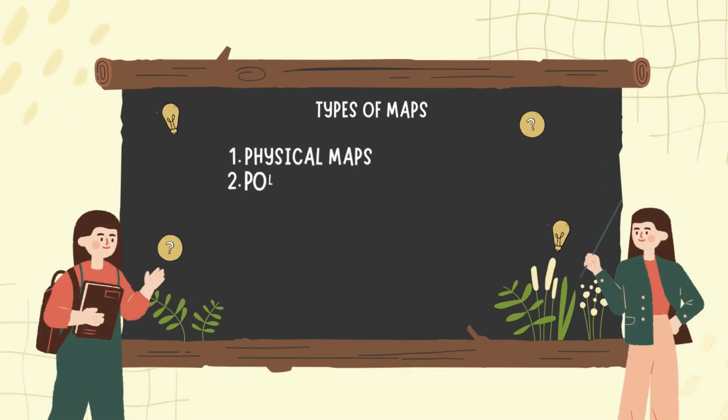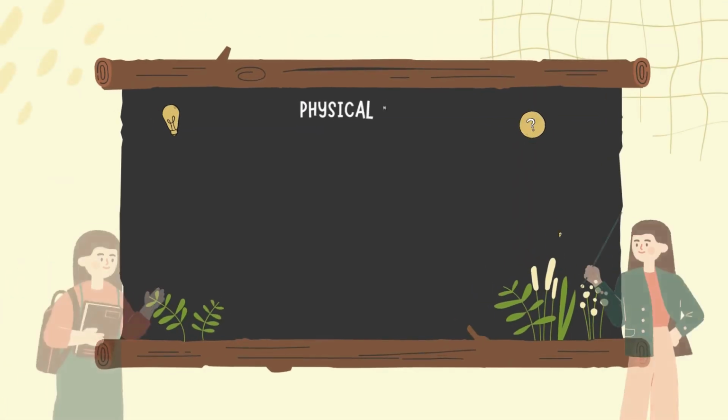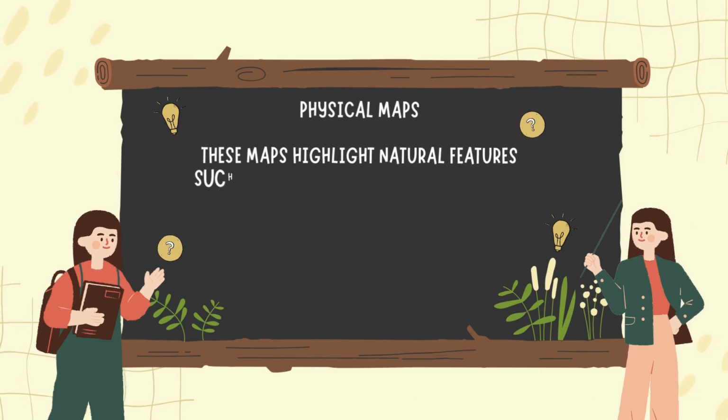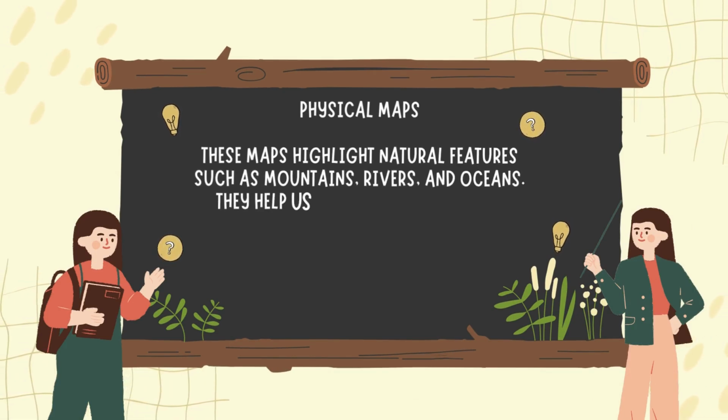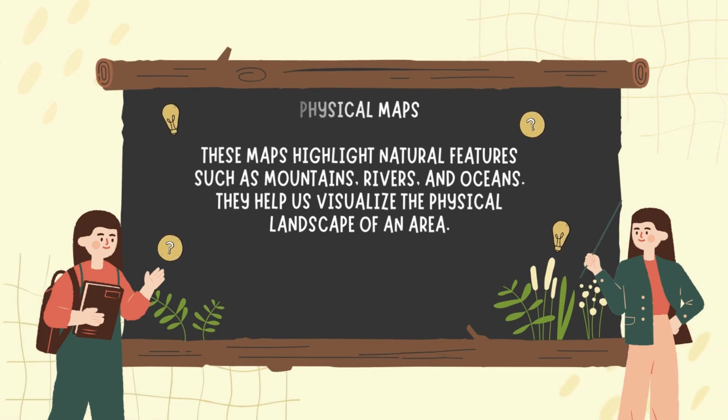Types of maps: physical maps, political maps, thematic maps. Physical maps. These maps highlight natural features such as mountains, rivers, and oceans. They help us visualize the physical landscape of an area.